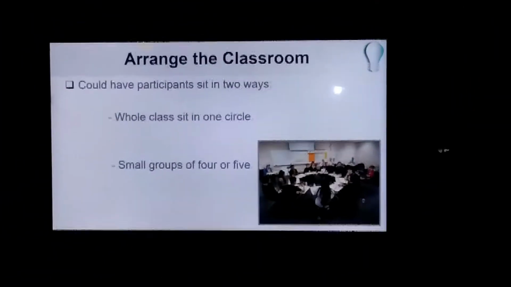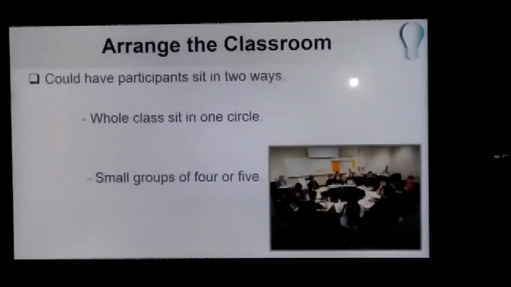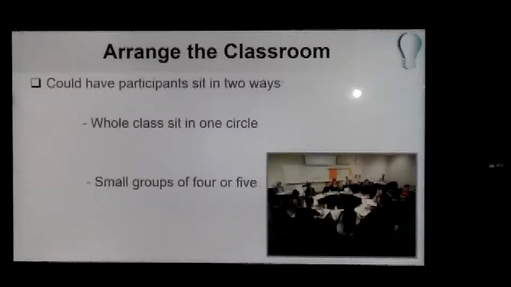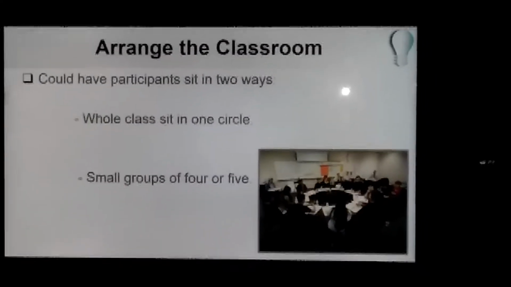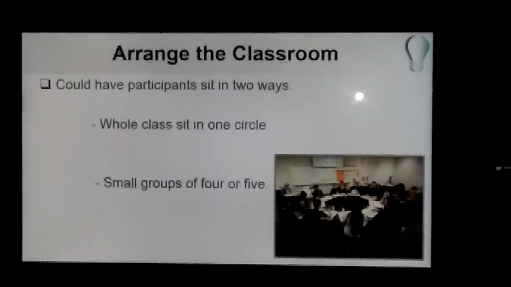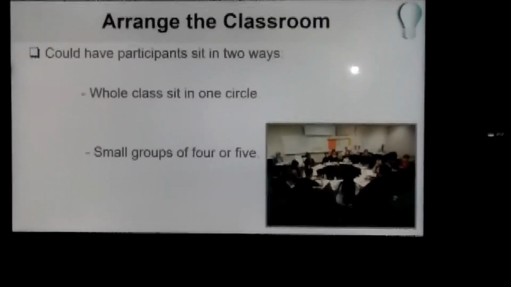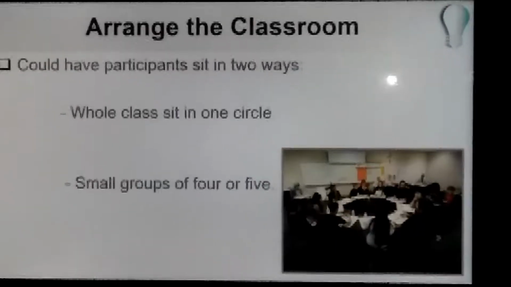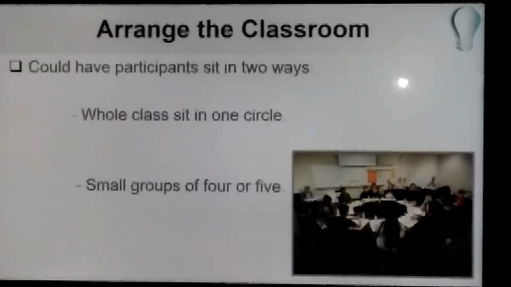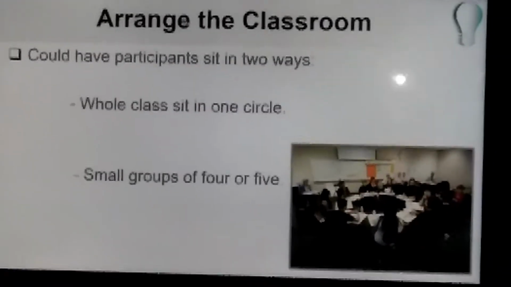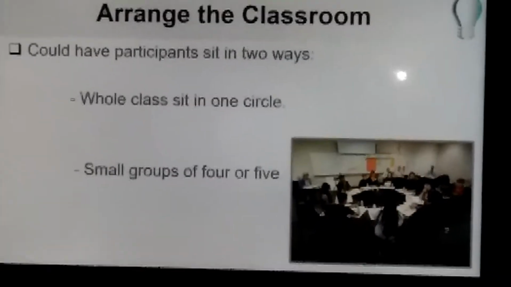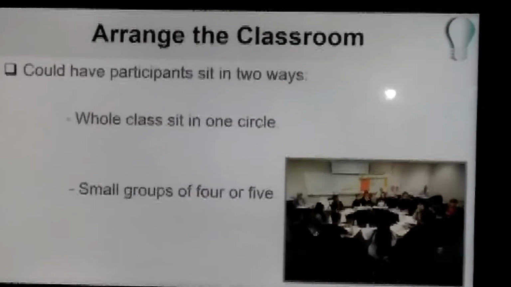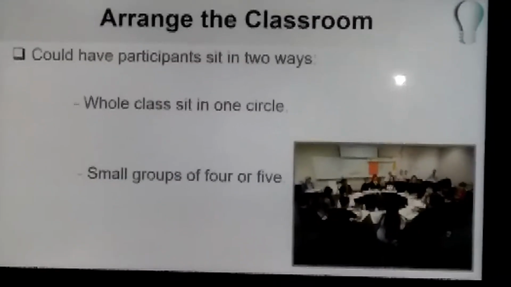Step 2, arranging the classroom. Now, the students could have a couple of ways in terms of how they're supposed to sit. One way is that a whole class would sit in a large circle. This is done if you have 20 to 25 students, it could work. Similar to if you're doing a Socratic seminar, students would sit in one circle. This is probably the more common method.